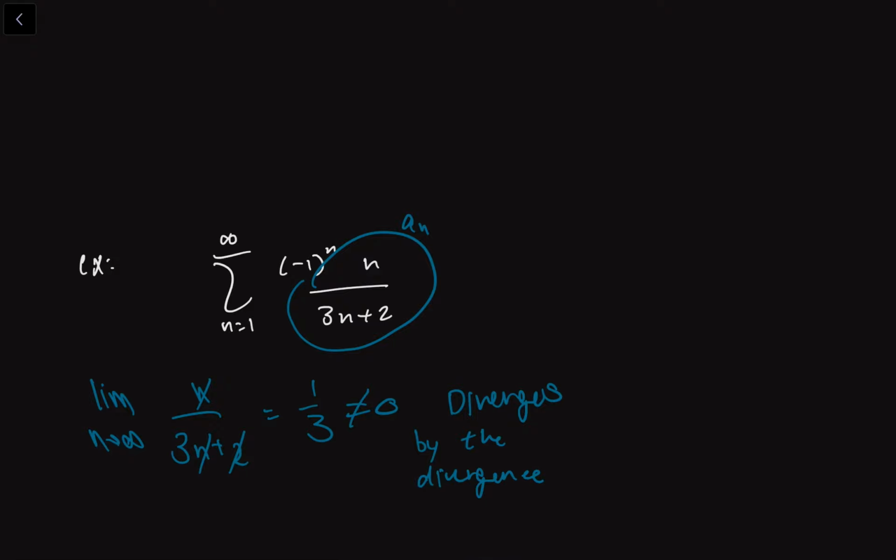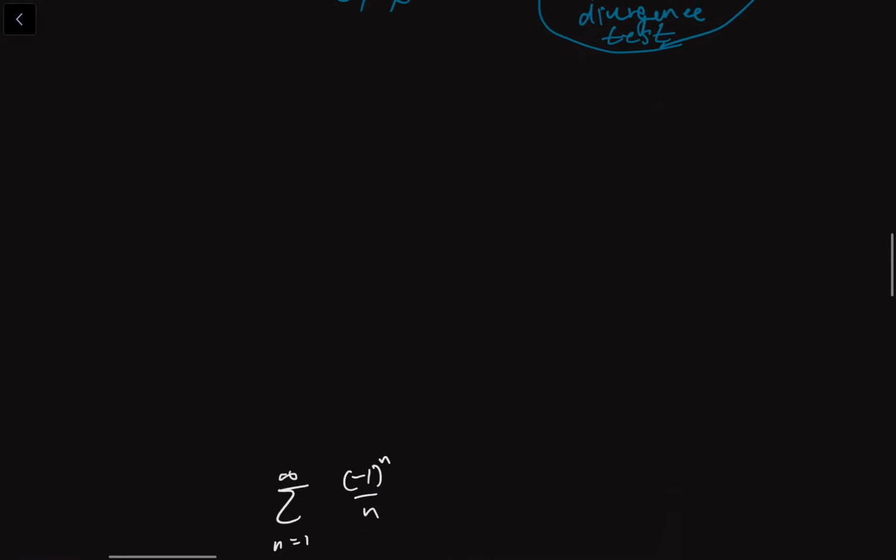Remember, that was the condition in the first series video, that the limit as n approaches infinity of our sequence must equal 0. Since it doesn't equal 0, divergence by the divergence test. Okay, let's look at another one.